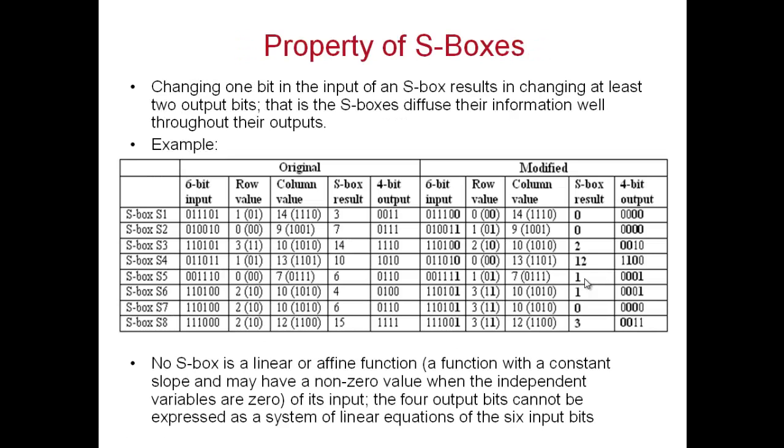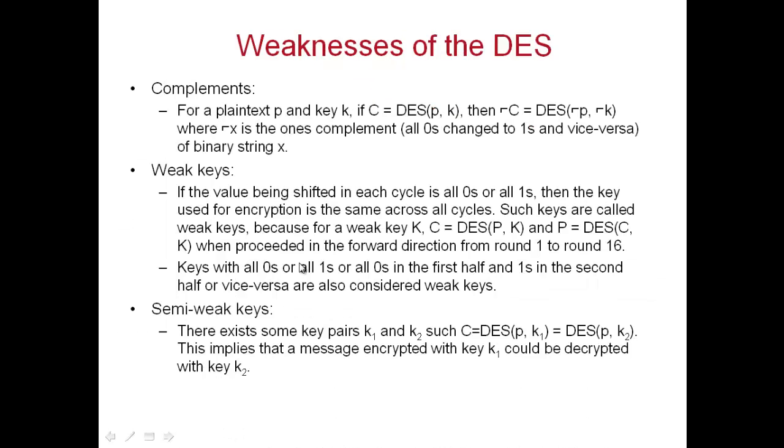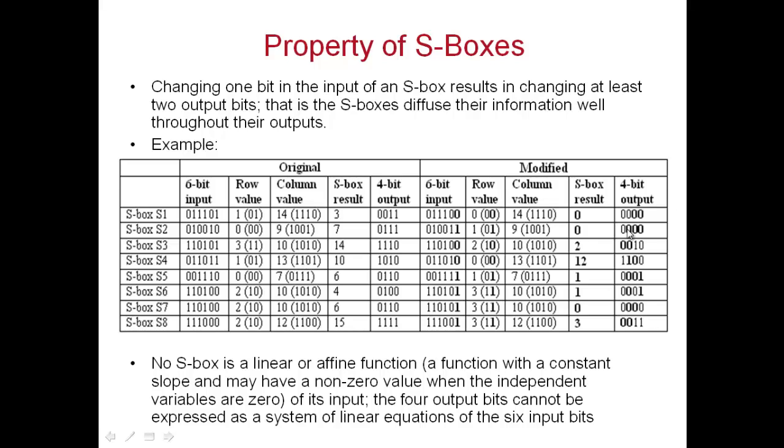So we repeat this process. Now you can see here these 2 zeros, whereas here it is 0, 0, 1, 1. Similarly here we have 2 zeros, whereas here it is 1, 1. So at least 2 of the, actually here in this case 3 output bits changed, right? But basically at least 2 of the 4 output bits will be different if you change just 1 bit in the 6-bit input. So that's the property of S-Boxes.